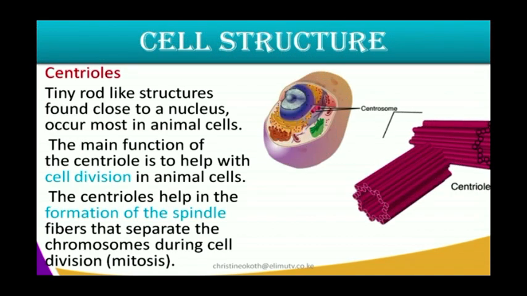And the final cell structure that we have is the centrioles. These are tiny rod-like structures which are found close to the nucleus, and they occur mostly in animals. Looking at our illustration, you can see the centrioles very close to the nucleus, and as we have just said, they are rod-like structures. The main function of the centriole is to help with cell division in animals. In cell division, they help in the formation of the spindle fibers that separate the chromosomes during cell division. So their main work is to form those spindle fibers.